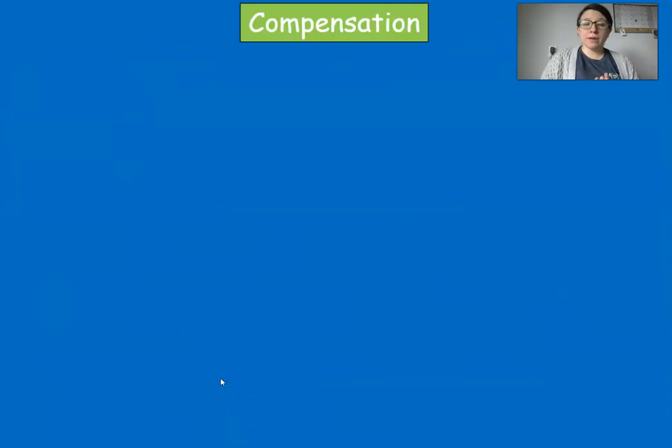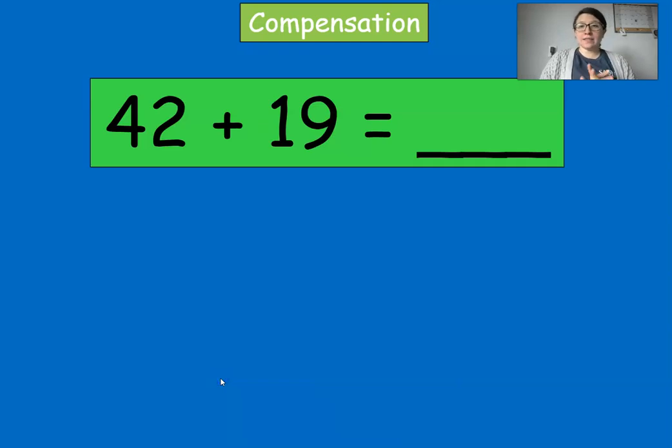Alright, before we do that though, let's start off with some warm-ups. So, we're going to practice using the compensation strategy. If you remember, the compensation strategy is doing whatever you do to one, you have to make sure you do to the other so that it's equal. When we do that with addition, we have to make sure what we take from one, we add to the other, or vice versa. What we add to one, we take from the other to keep the total the same.